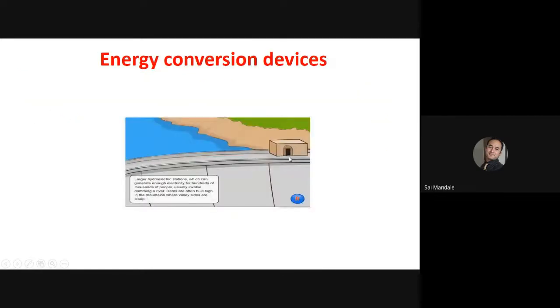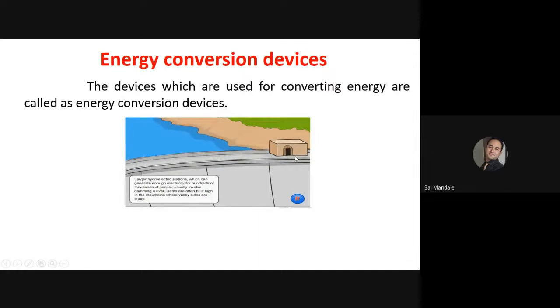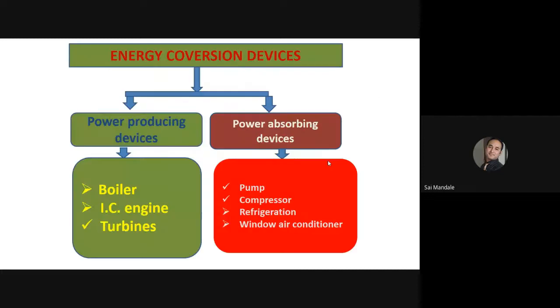The energy conversion devices: the devices which are used to convert energy are called energy conversion devices. Any device which is used to convert one form of energy into another form of energy, we can call an energy conversion device. Based on what kind of conversion they are doing, they are classified into two subcategories. Number one is the power producing device, second one is the power absorbing device. That we have discussed in our first lecture.